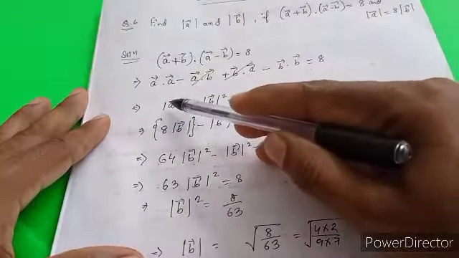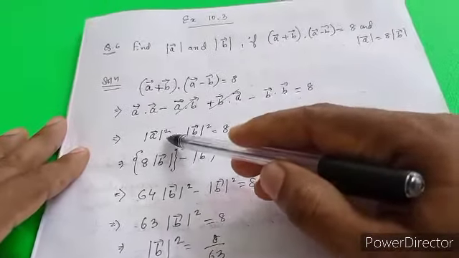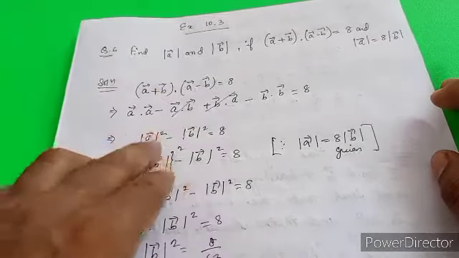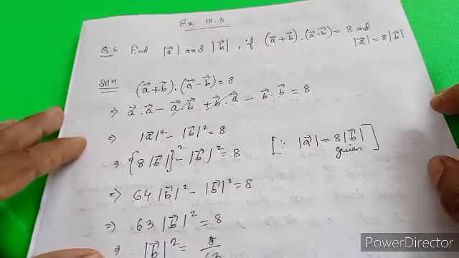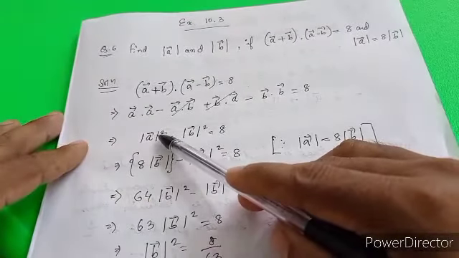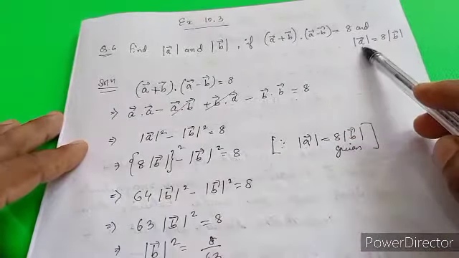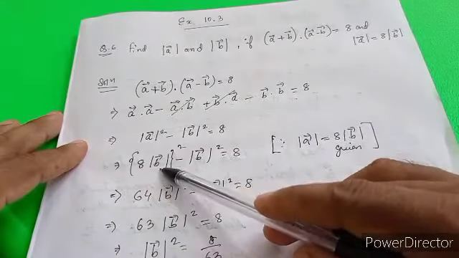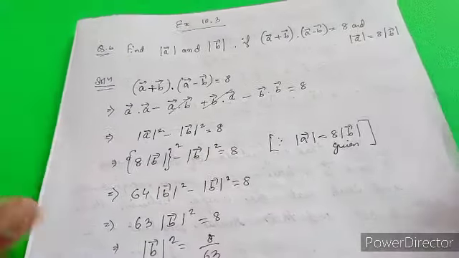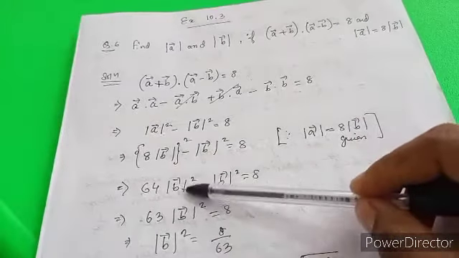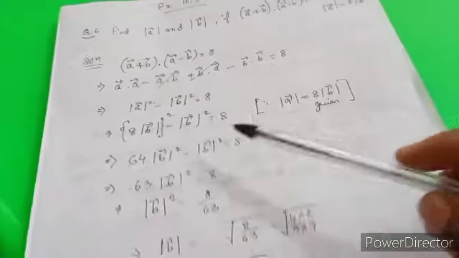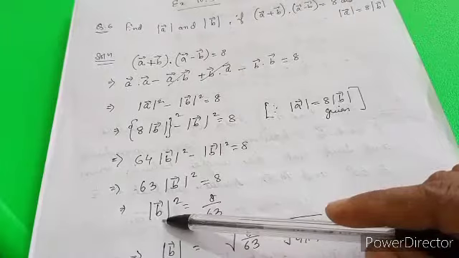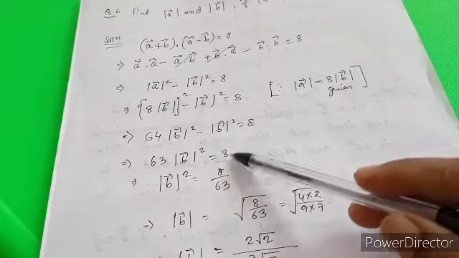Now, modulus of A square minus modulus of B square, that is A plus B, A minus B is A square minus B square. We are putting the modulus because it's a vector quantity. Instead of modulus of A, it is already given as 8 modulus of B. Therefore, instead of modulus of A, we are putting 8 modulus of B, and B we are keeping the same. 8 into 8 is 64, and modulus of B vector square. 64 minus 1 is 63. Modulus of B vector square, we have 8 by 63.